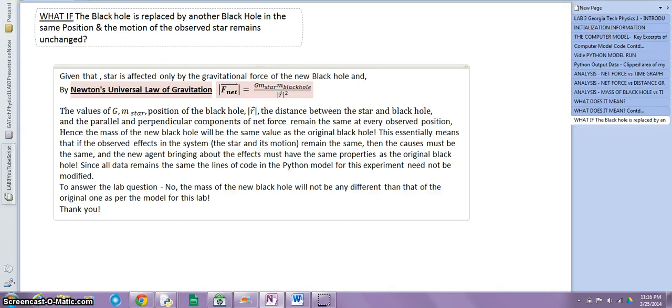This means that if the observed effects in the system remain the same, then the causes must be the same and the new agent bringing about the effects must have the same properties as the original one. Since all data remains the same, the lines of code in the Python model for this experiment need not be modified. To answer the lab question, no, the mass of the new black hole will not be any different than that of the original one as per the model for this lab.